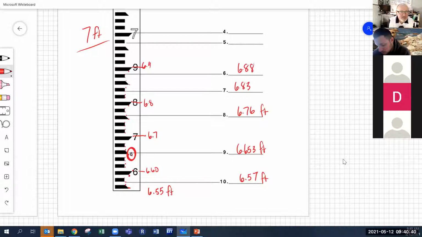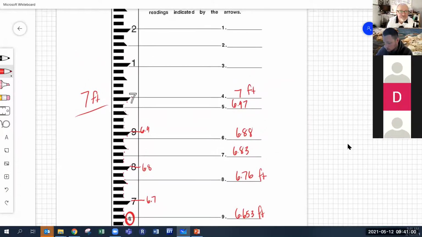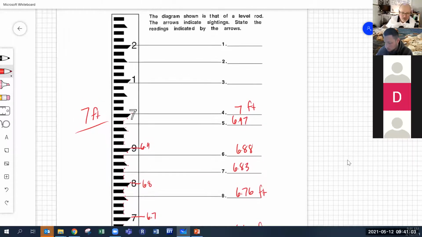So this is 6.9, 6.91, 6.92, 6.93, 6.94, 6.95, 6.96, 6.97, 6.98, 6.99, and then we go all the way to 7 feet. So I know at this indication right here, at this point, that is 7.1. So one less than that for number 3, that's going to be 7.09.